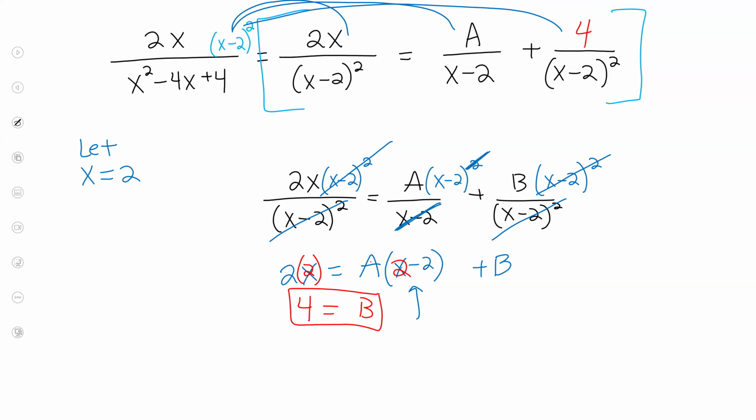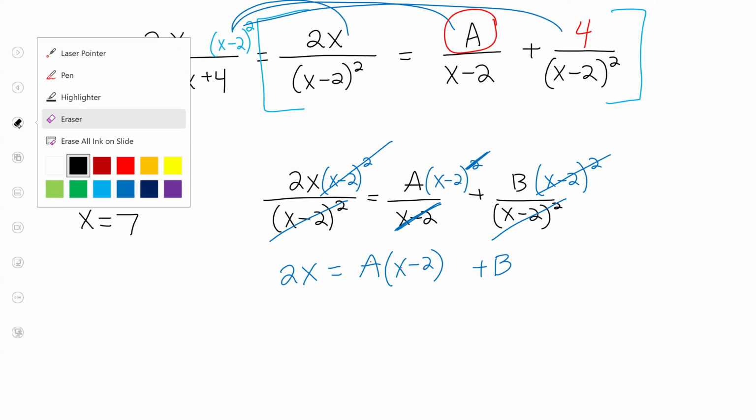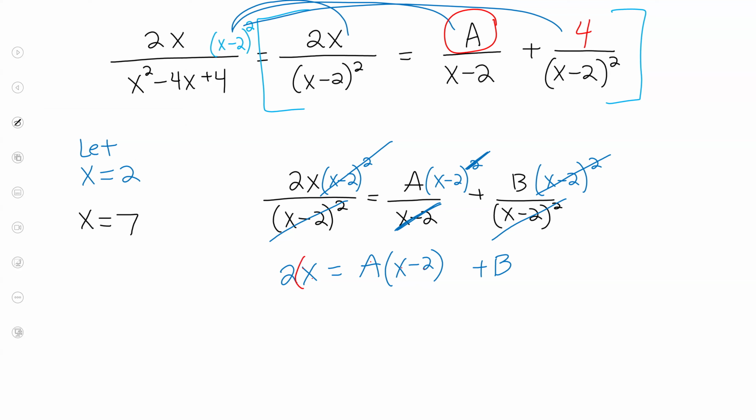We're almost done. We need to figure out what A is going to be. Now, it does not matter what you want to let x equal this time. So pick any number. 7, perfect. I choose 7. Okay, we're going to use the same process. We're going to plug in a 7 for x. The second time around, it does not matter which number you pick, you're going to get the same thing. So 2 times 7 is 14. 7 minus 2 is 5.